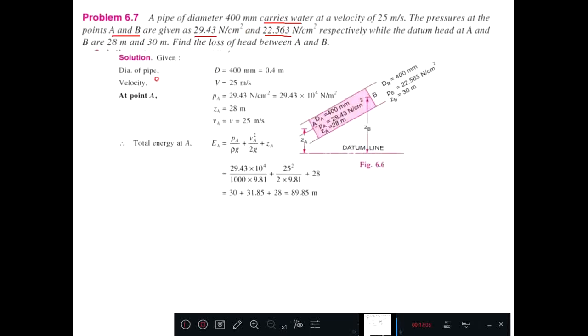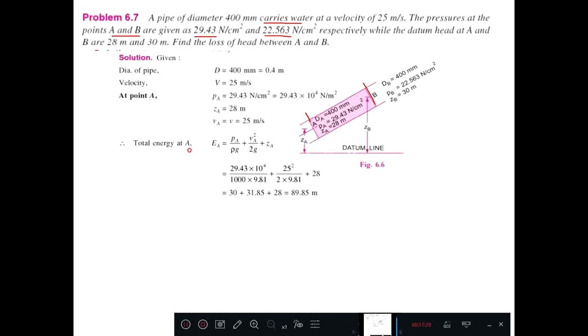So let us write the given data. The diameter of the pipe is given at ends A and B. Let us consider this end as A and this end as B, and write all the given data at ends A and B. The diameters are given, just write them down, and the pressures at both ends are given, write them all down.